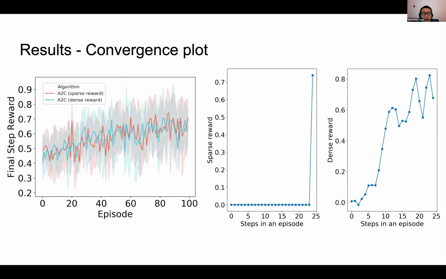Here is a convergence history of two algorithms and the plots of sparse reward and the dense reward in an episode. From the convergence plot, you can see that the training with both rewards converges and their performance is kind of similar.